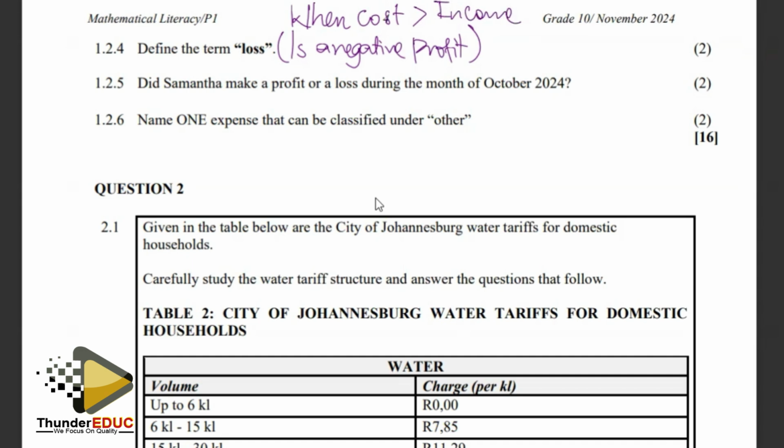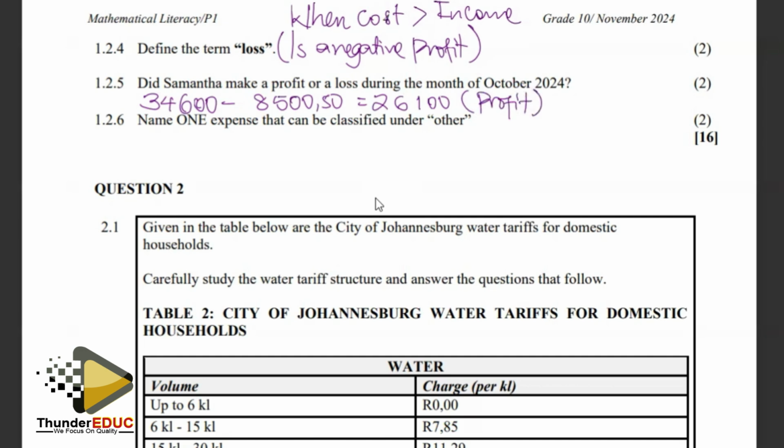Did Samantha make a profit or a loss during the month of October 2024? So we shall take the income that we've already seen as 34,600 minus the total expenditure, which was 8,550. Indeed, she remains with 26,100, and you write it as profit. She made a profit.